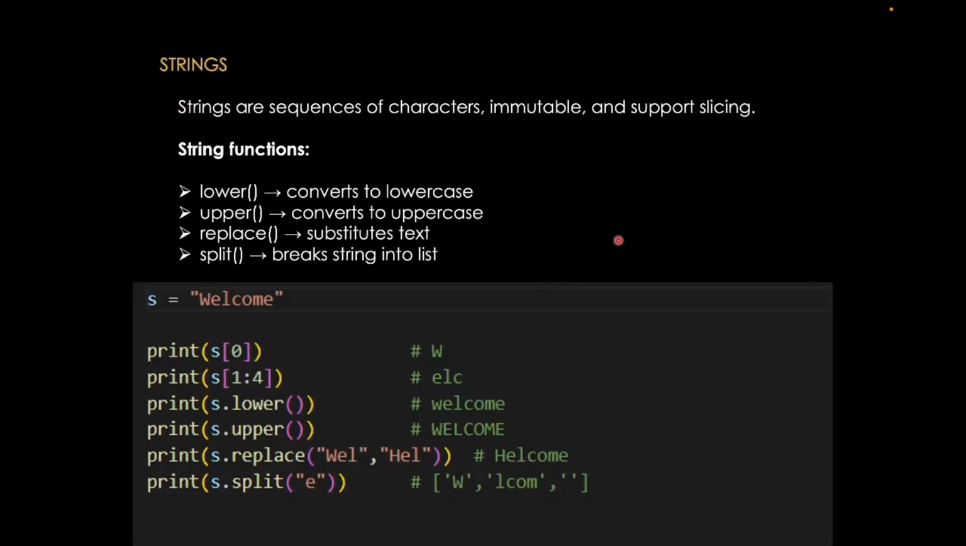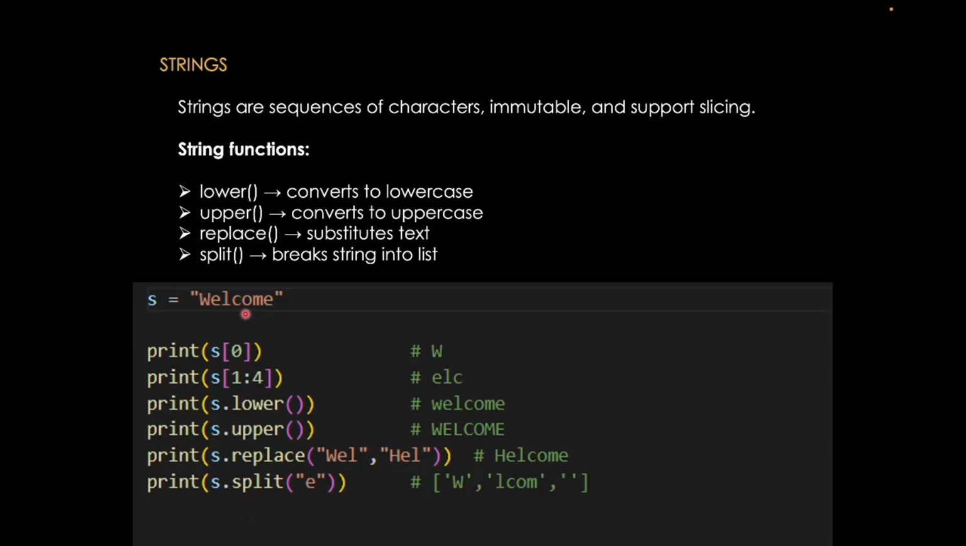Let's discuss the string first. String is a sequence of characters and it is immutable. Means we can't modify a string. Although there are various functions provided through which we can change the value, but the modified value will be in another string. We can't modify the value in the existing string.